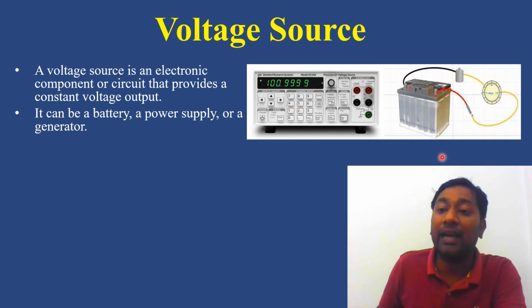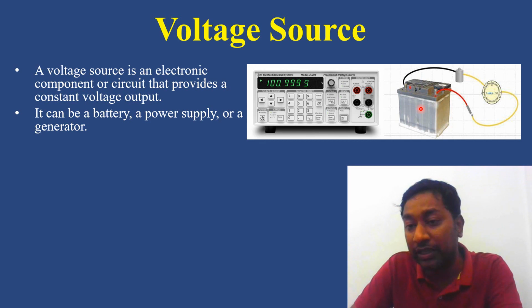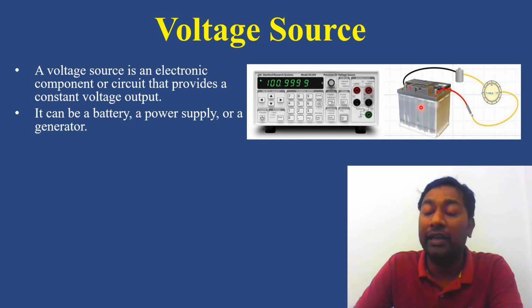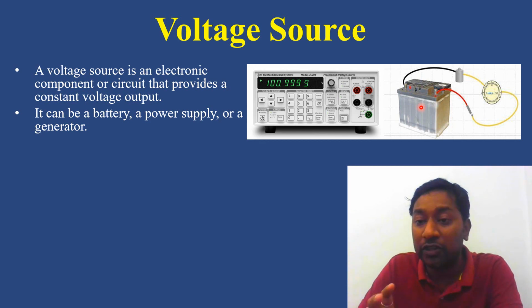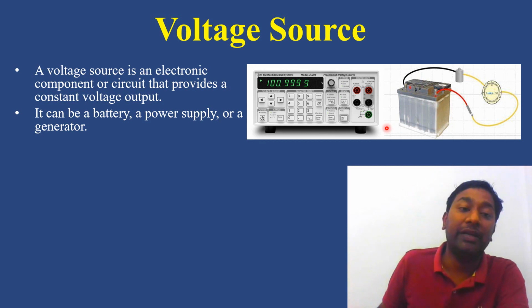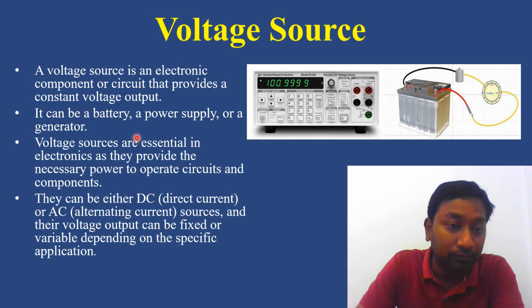There are other types of sources also. Apart from the laboratory type, we have seen this type of battery which we use in our daily life, in our electric vehicle or normal vehicle, or in our USB power supply. So this is also a voltage source. It can be a battery, power supply, or a generator, also one type of voltage source.